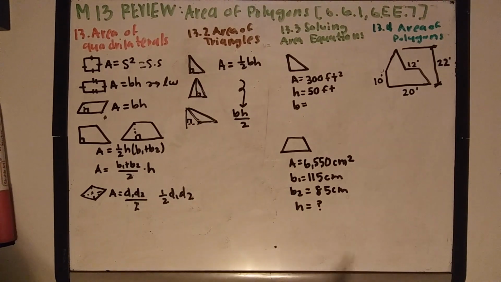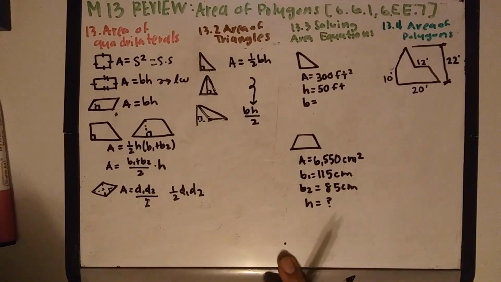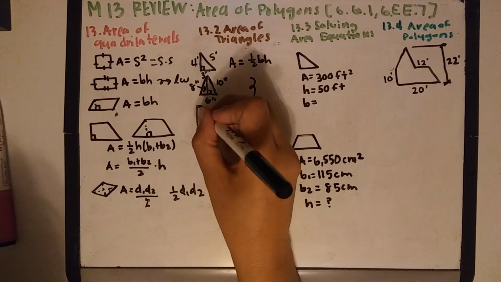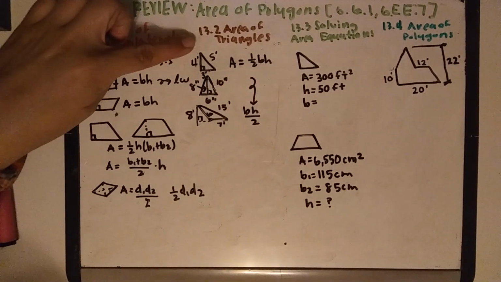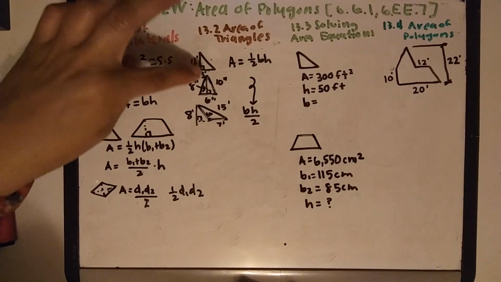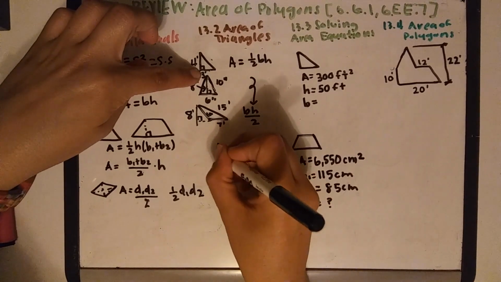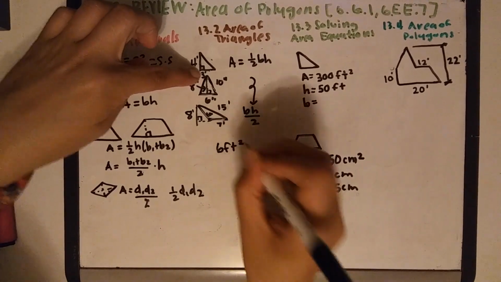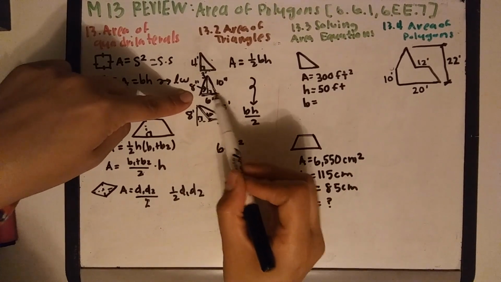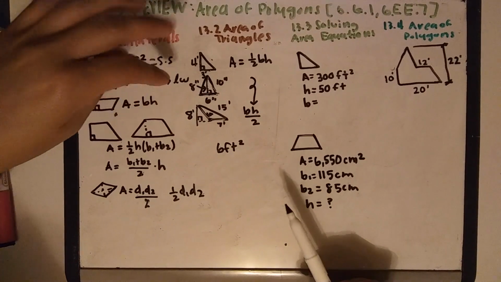Okay, so let's go ahead and do some. This one right here, I have to ignore the 5 because it has nothing to do with the base and the height. So I go 4 times 3, which is 12, divided by 2. This is 6 square feet for the first one. Okay, on this one, base is 6, and then my height is 8.